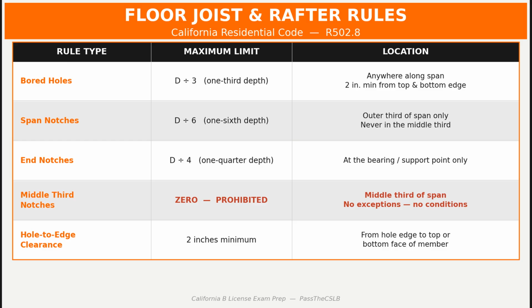The actual surface dimensions are fixed by industry standard and do not vary. Here are the 5 numbers you need to memorize. A 2x4 is 3½ inches actual width. A 2x6 is 5½ inches actual depth. A 2x8 is 7¼ inches actual depth. A 2x10 is 9¼ inches actual depth. A 2x12 is 11¼ inches actual depth.